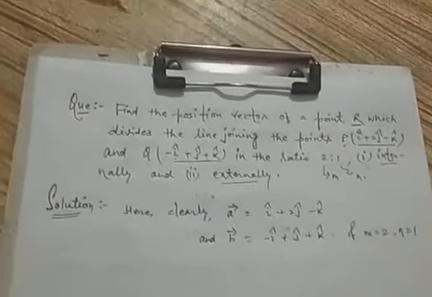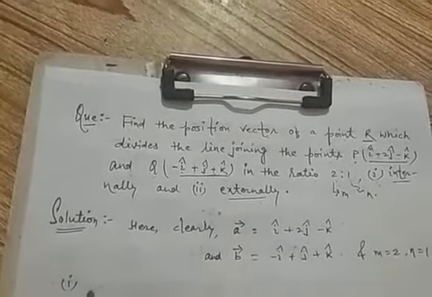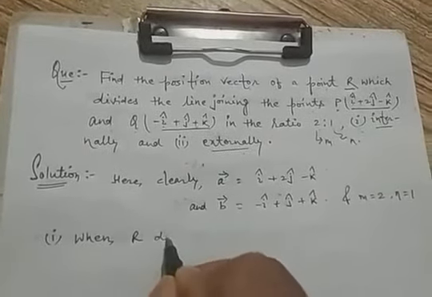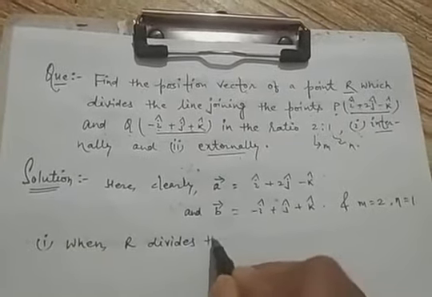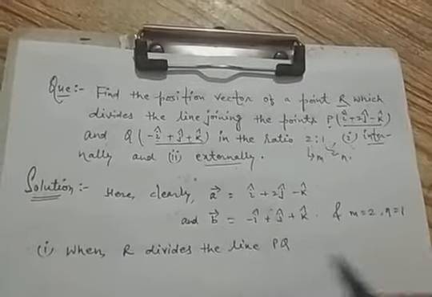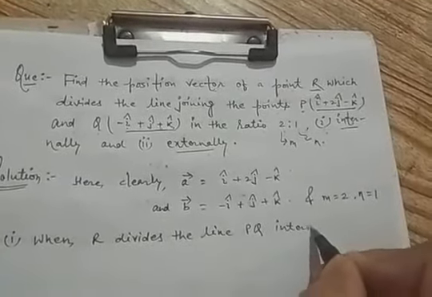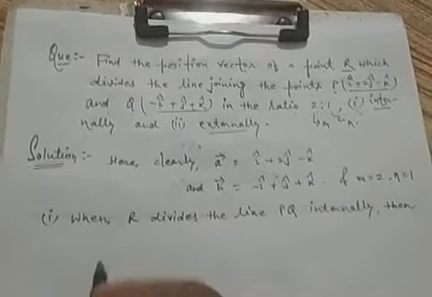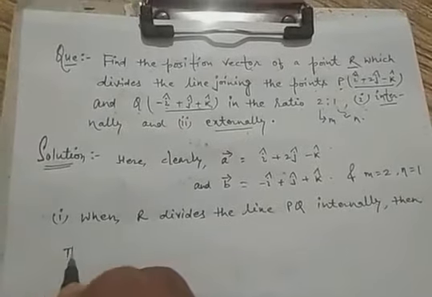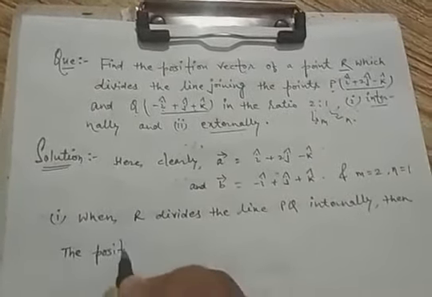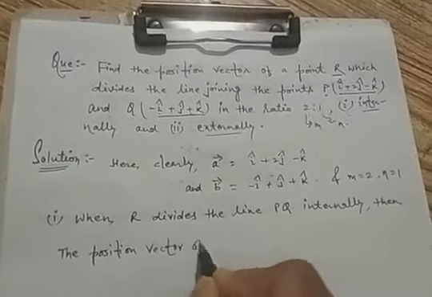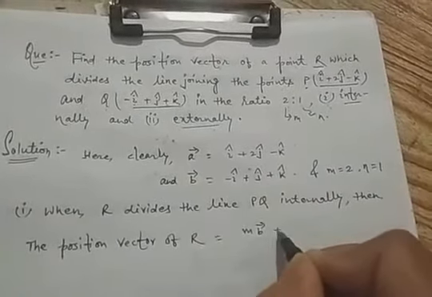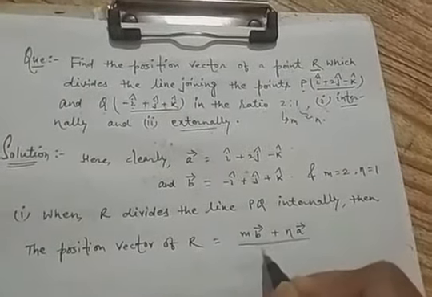Now here first is when R divides the line PQ internally, then the position vector of R will be m into vector B plus n into vector A upon m plus n.